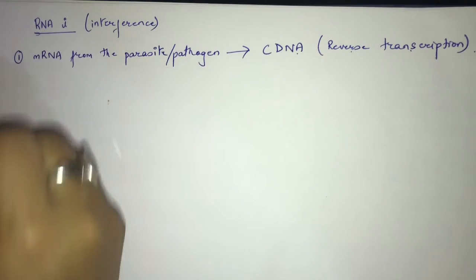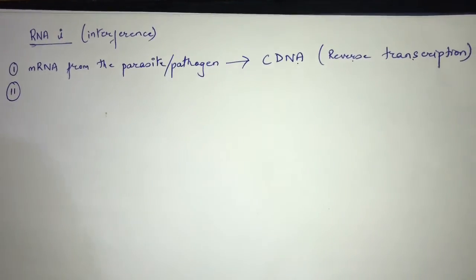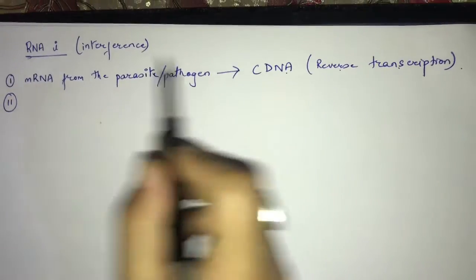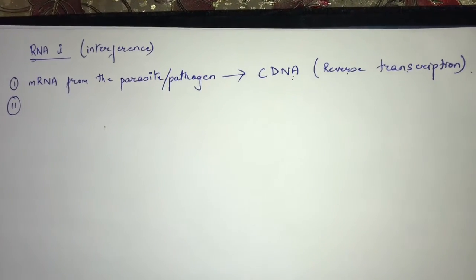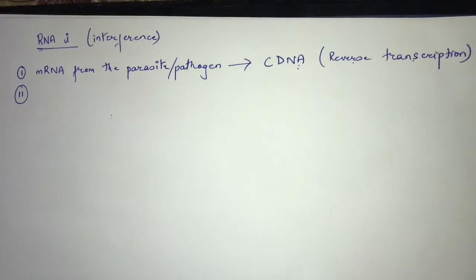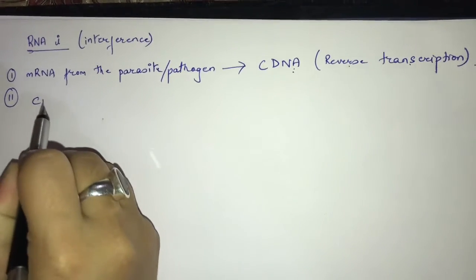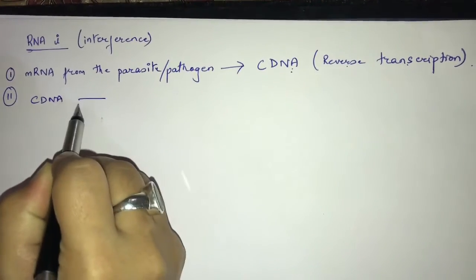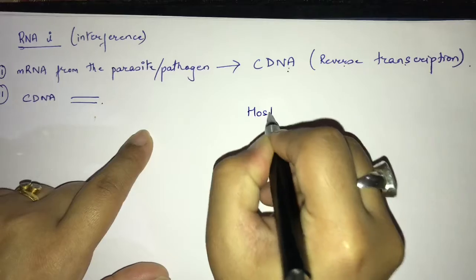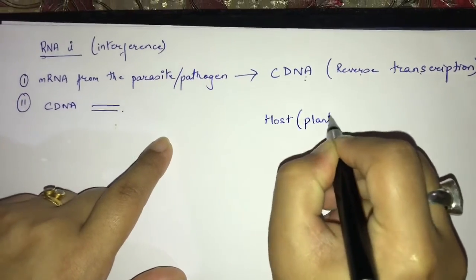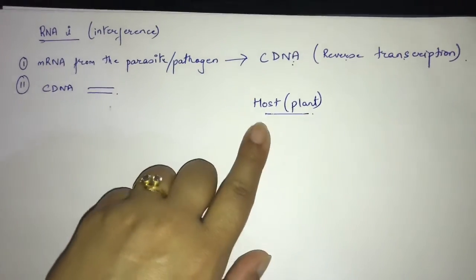Now number 2 is double stranded cDNA. You know that DNA is double stranded. So when mRNA is converted to cDNA, the cDNA is double stranded. So double stranded cDNA is introduced into the host plant using agrobacterium vector. So this cDNA, which is double stranded, is then introduced into the host. Now the host here is the plant that we want to have a disease resistant property.